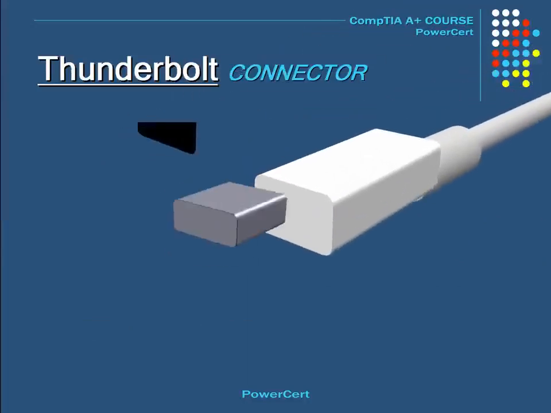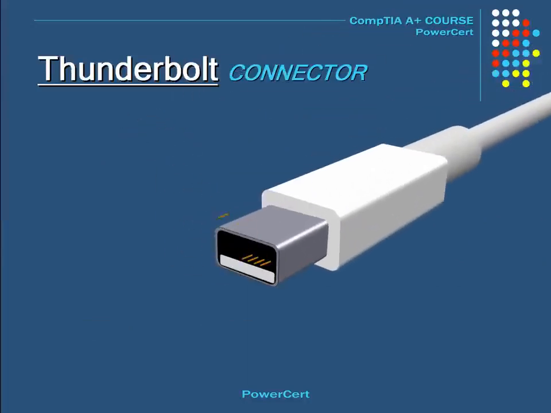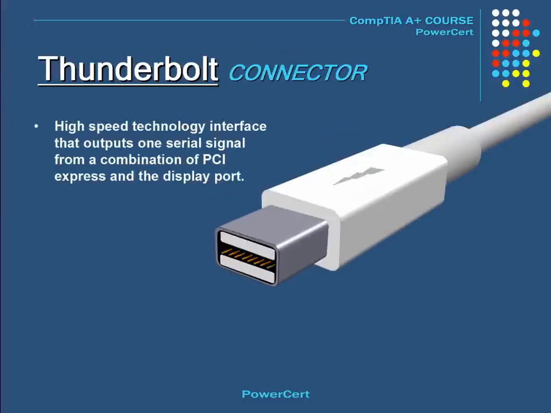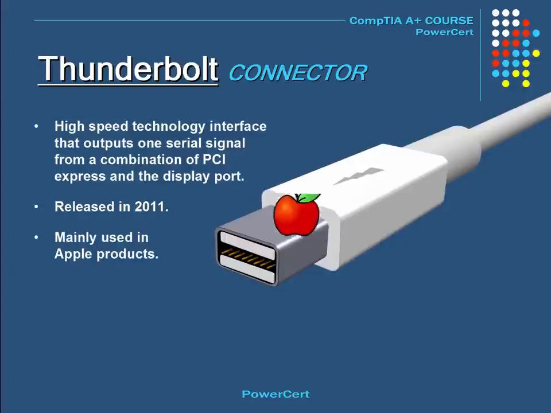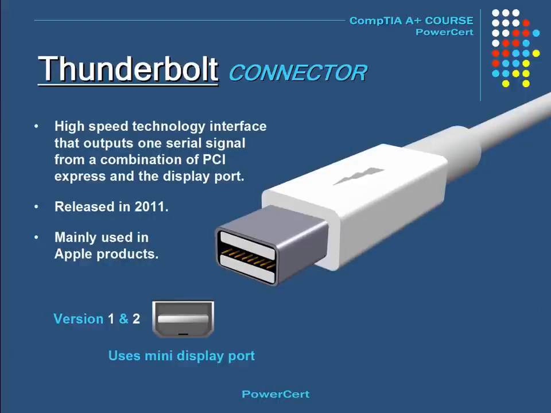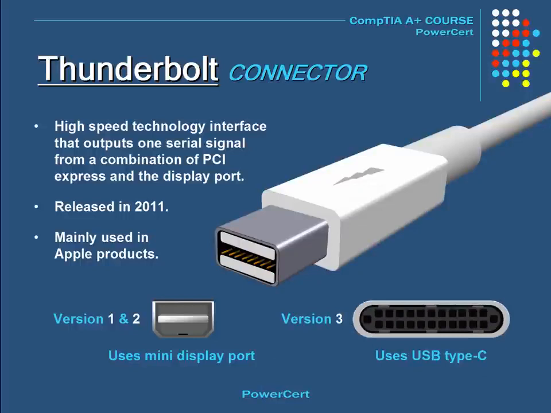A newer type of interface for attaching external peripherals is called Thunderbolt. Thunderbolt is a high-speed technology interface that outputs one serial signal from a combination of PCI Express and the DisplayPort. Thunderbolt was released in 2011 and was mainly used in Apple products, and now has become available to PCs. There are 3 different versions of Thunderbolt. Versions 1 and 2 use the same connector as a Mini DisplayPort, and Version 3 uses a USB Type-C connector.